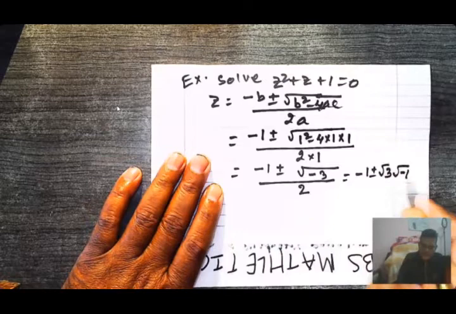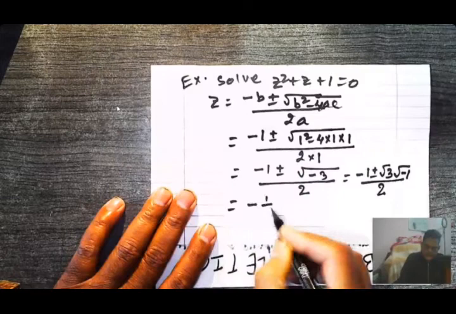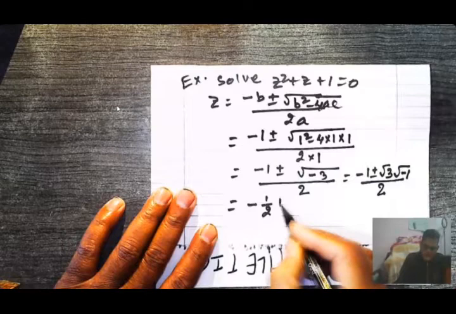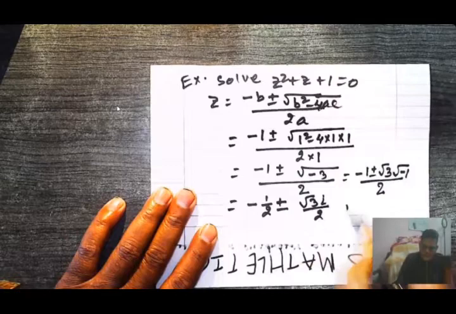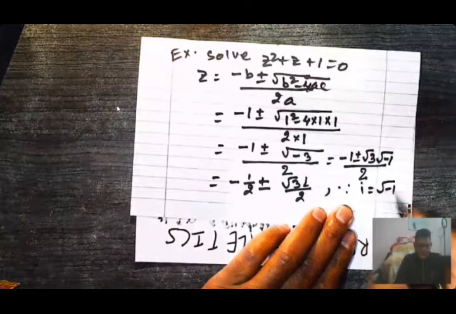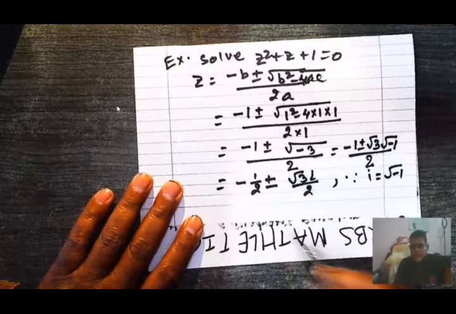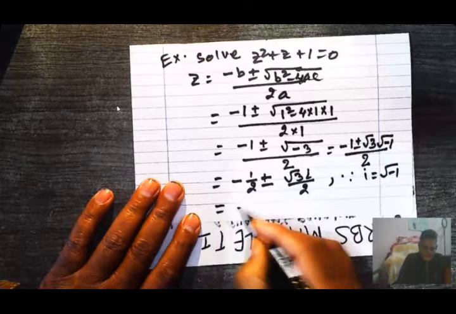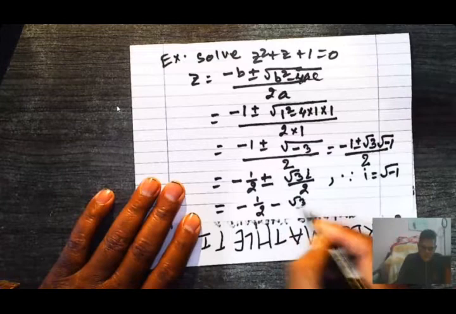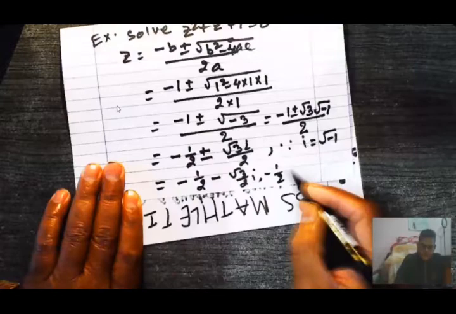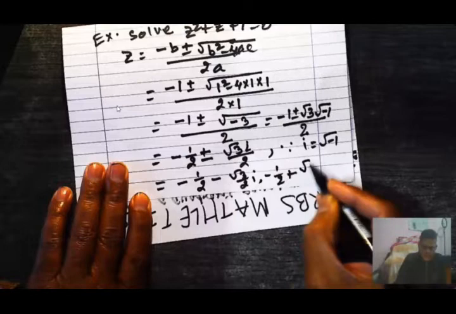So you can see that this is half, and there are two things, so you can write minus half plus minus root 3i by 2, since i equals under root of minus 1. Here you can see that the roots are not real roots. The roots are complex roots. That means we have two complex roots here: one is minus 1 by 2 minus root 3 by 2i, and the other is minus 1 by 2 plus root 3 by 2i.